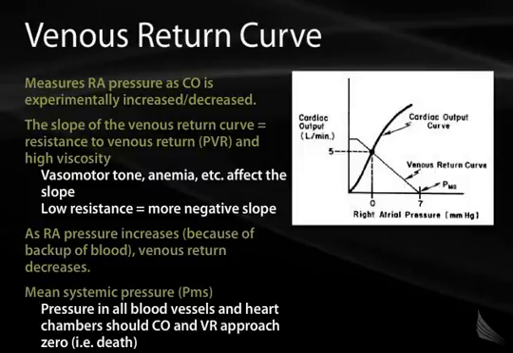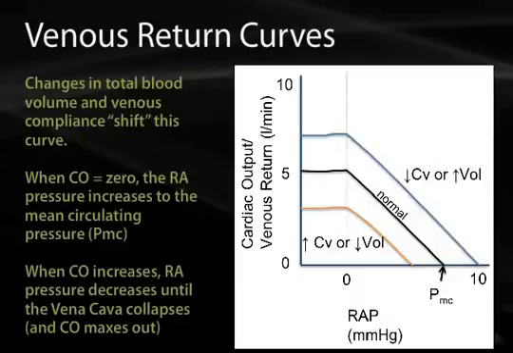The slope of the venous return curve is represented by resistance to venous return, which is peripheral vascular resistance, and high viscosity. Changes in the total blood volume and venous compliance will shift this curve. As you increase the total volume or you decrease venous compliance, meaning you make the vessels less likely to stretch, you will shift the curve to the right.